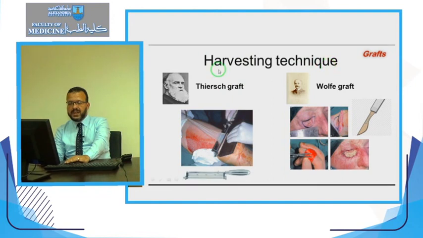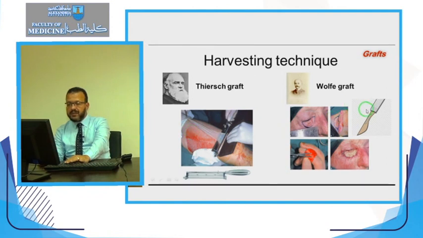For the harvesting technique of the split thickness skin graft, it can be harvested by a skin grafting knife or a skin dermatome. A skin grafting knife, and this is the technique of harvesting this skin graft. And this is the donor site of the skin graft. If you look at the donor site, you can compare it to a dermal burn, because actually the epidermis was harvested and part of the dermis is left behind, and this will heal spontaneously by dressing.